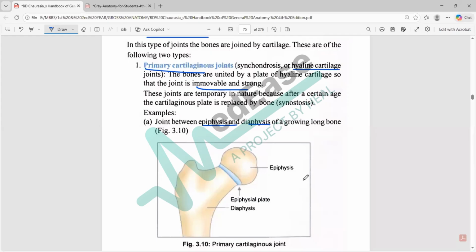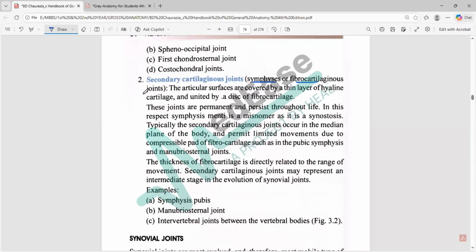Now let's move to the secondary cartilaginous joint. We have the symphysis or fibrocartilaginous joint. This has the characteristics of both fibrous and cartilaginous joints, meaning this will be a permanent joint persisting throughout life, united by a special cartilage which we call fibrocartilage mainly. This includes the pubic symphysis. Then we have the manubriosternal joint or intervertebral joint mainly.